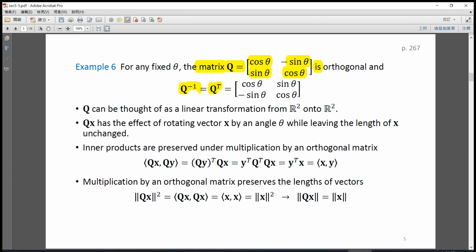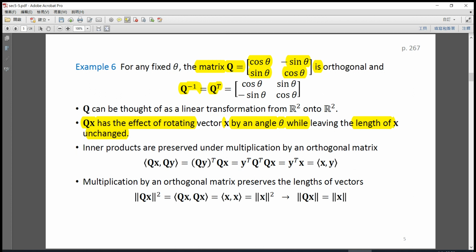We have seen this matrix in section 4.1, and Q can be thought of as a linear transformation from R2 onto R2. The geometrical meaning of Q is that Qx has the effect of rotating x by an angle theta, while leaving the length of x unchanged. And this means Qx only changes the direction of x, but the length of x is not changed.